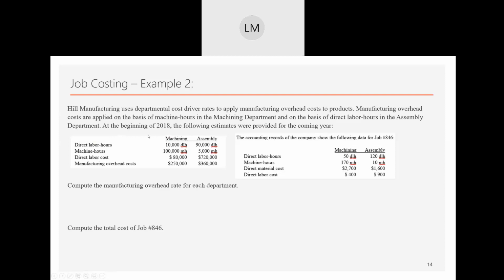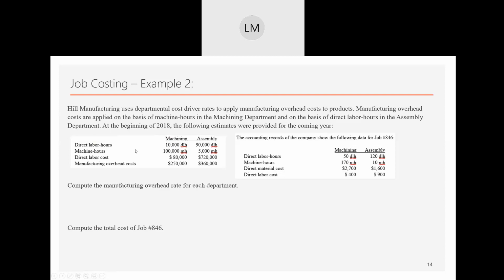So now, at the beginning of 2018, the following estimates were provided for the year, and we have the estimates over here on the left side. So we estimated what? Manufacturing overhead costs of $250,000 in the machining department, $360,000 in the assembly department. And then we have our estimated direct labor hours, machine hours, and direct labor costs. Now we're asked to compute the manufacturing overhead rate for each department.